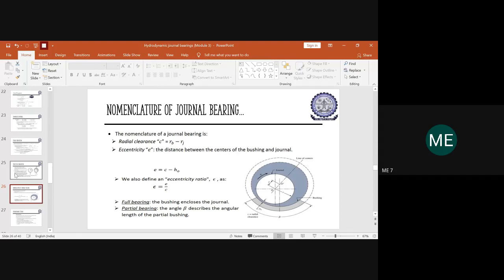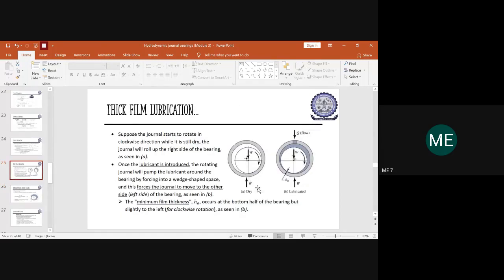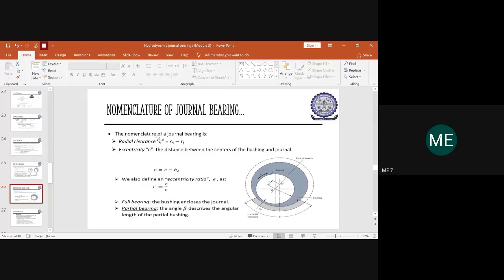The main thing you have to understand is the difference between the dry and the lubricated journal bearing, the terminology related to H0, and you should know the radial clearance and eccentricity ratio, right? If you have a bushing enclosed across the journal, then you call that a full bearing. For a partial bearing, you determine the angle beta. Beta represents the partial bearing angular length for the partial type of bushing. So this is about the terminology aspect.